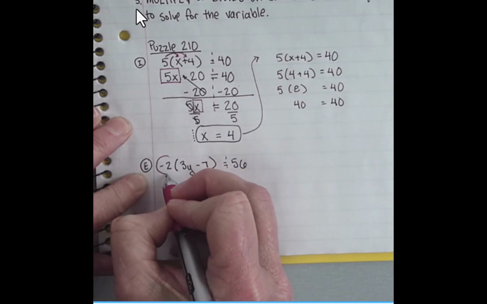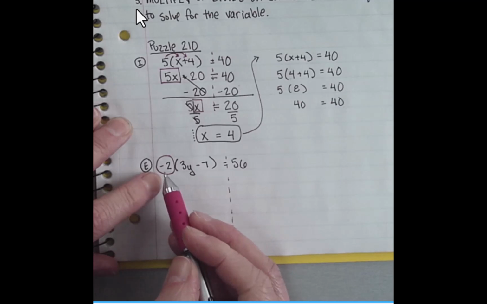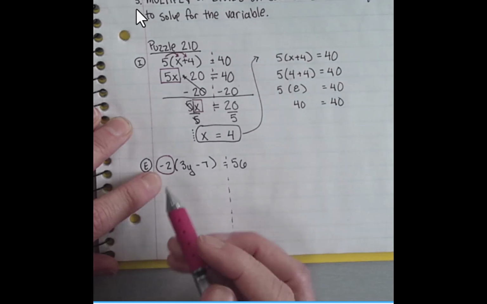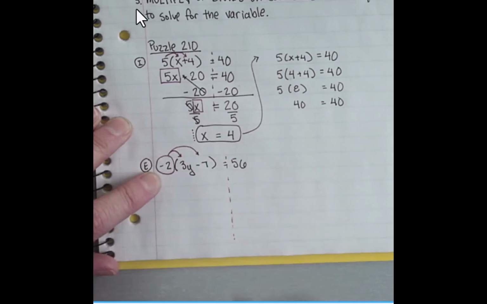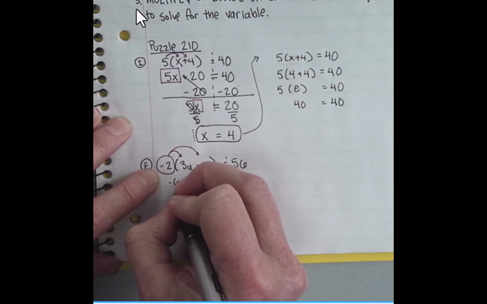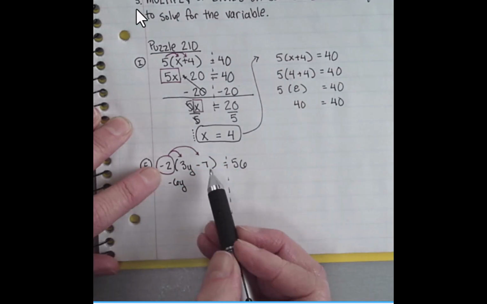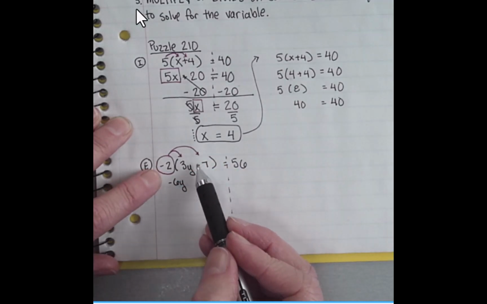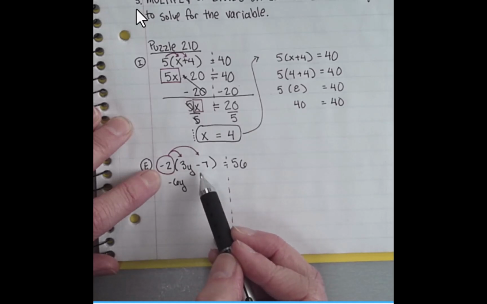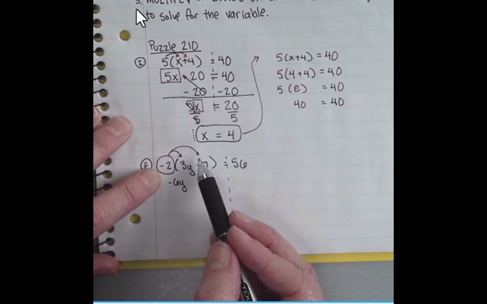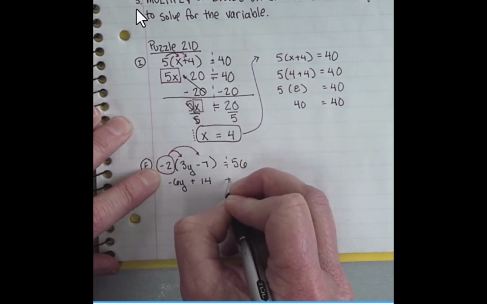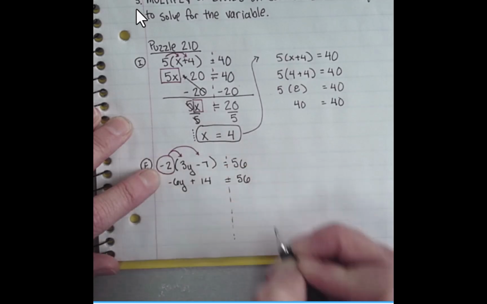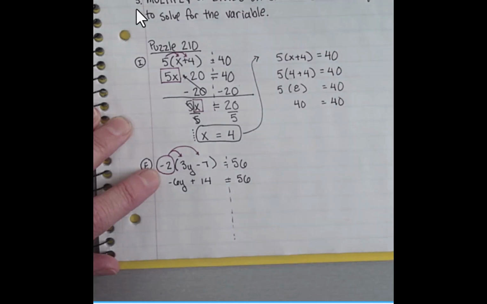This problem is good for making sure that we keep track of all of our negative signs. I'm distributing a negative 2. Negative 2 times 3y is negative 6y. And let's be super careful with the second thing. This is really a negative 7. Negative 2 times negative 7 is positive 14. That's equal to 56.